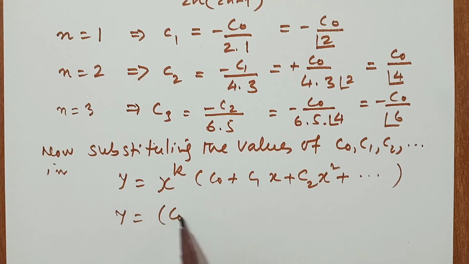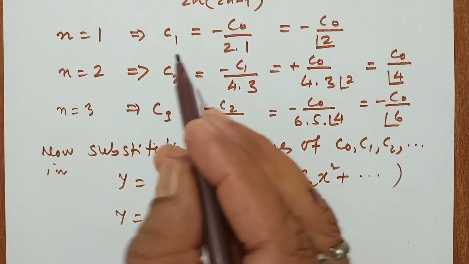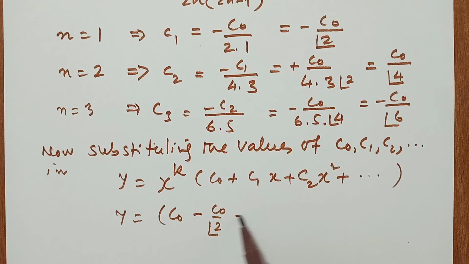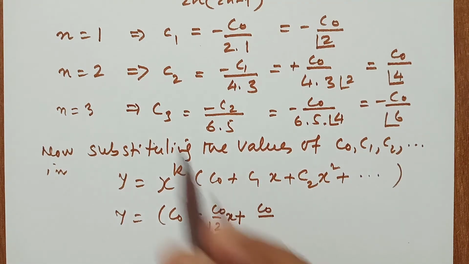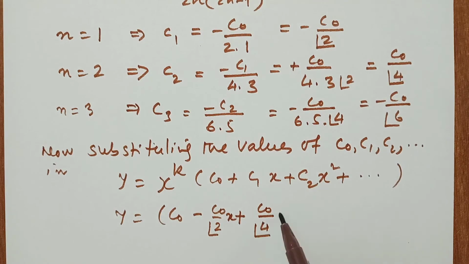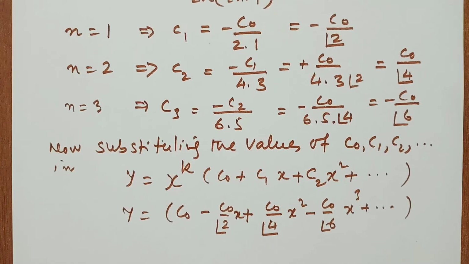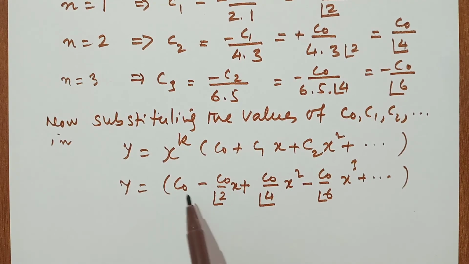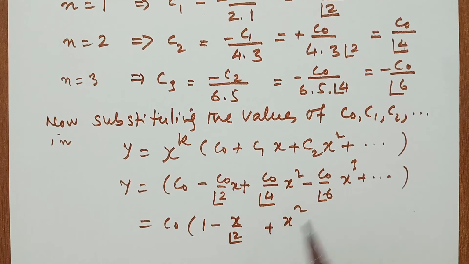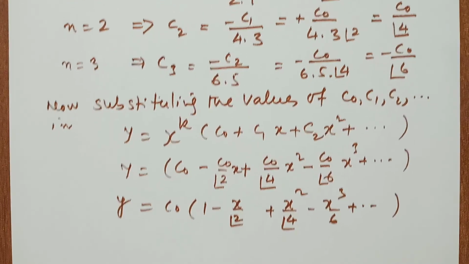So this is C0, and here C1 is nothing but minus C0 upon factorial 2, C2 is C0 upon factorial 4, x square, C3 is minus C0 upon factorial 6, x cube, plus and so on. So at least we will write 3 non-zero terms. Okay, this is compulsory, to write 3 terms which are non-zero. So y is equal to C0 times 1 minus x upon factorial 2 plus x square upon factorial 4 minus x cube upon factorial 6 plus and so on. So this is the solution for k is equal to 0.